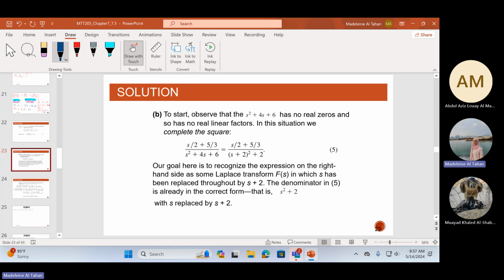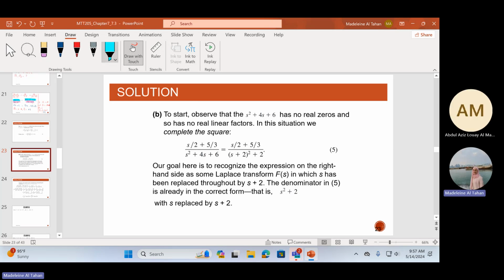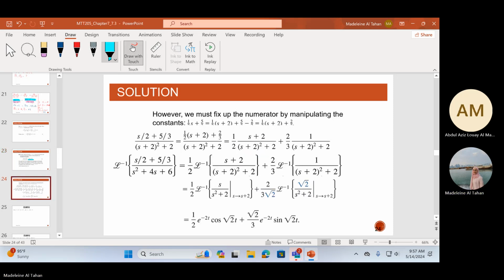So we wrote this one, we have s over 2 plus 5 over 3. Now we solve a problem in the denominator. Where's our problem? In the numerator. S over 2, we need plus 2 in it. When you add to s plus 2, you will also subtract. So what will we get, miss? We will subtract and add. When you subtract, you should add as well.